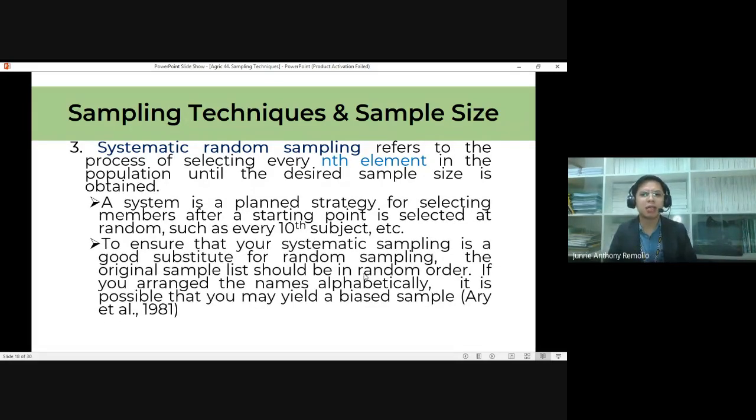So next is systematic sampling. This refers to the process of selecting every nth element in the population until the desired sample size is obtained. It is just like simple random sampling, but the difference is there is a specific position in the given set of samples that you pick at random. When we say nth element, it means there is a specific position. So a system is a planned strategy for selecting members after a starting point is selected at random, such as every 10th subject.